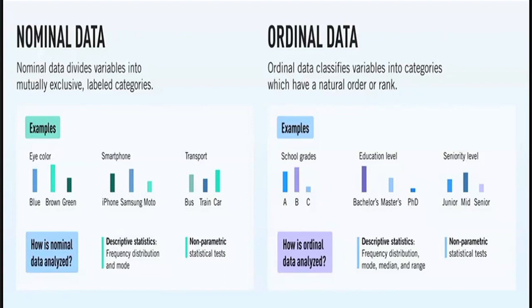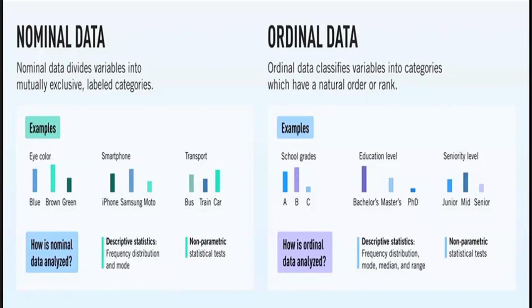Whereas when it comes to ordinal data, wherever data is organized in the form of order or ranking, for example, grades A, B, C. Next, we have bachelor degree, master degree, PhD, doctorate. This is educational level. For example, we have associate professor, assistant professor, manager, depending on position, ranking. This is all known as ordinal data. Seniority level: junior, mid, senior.